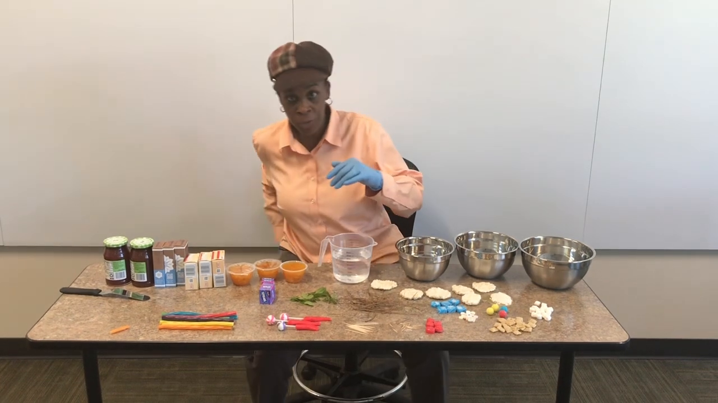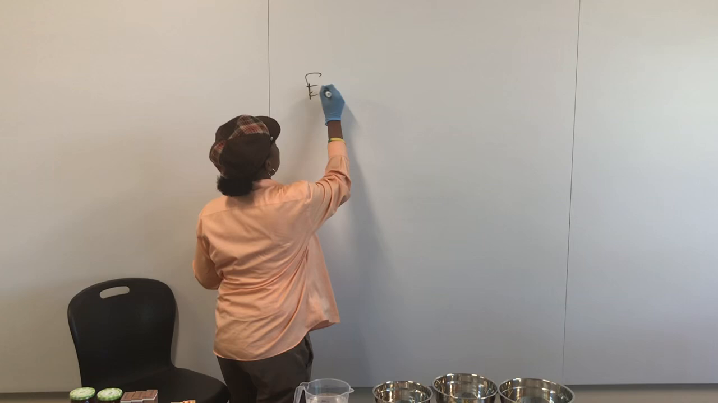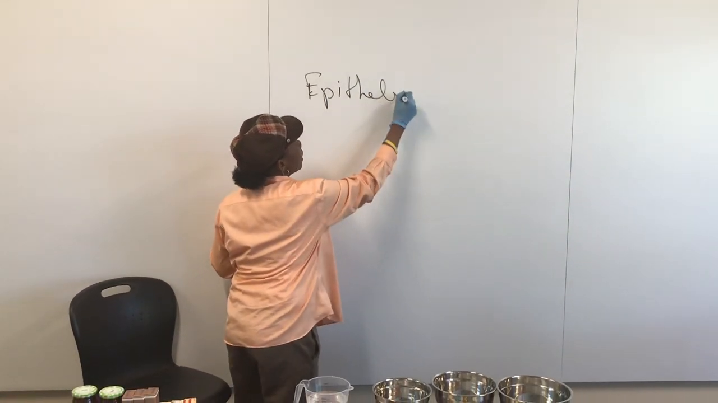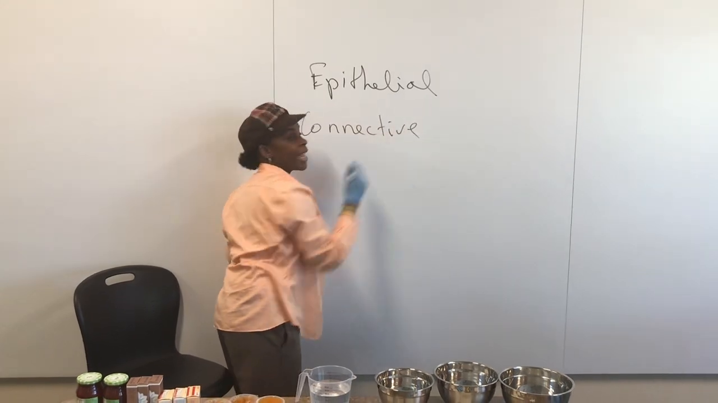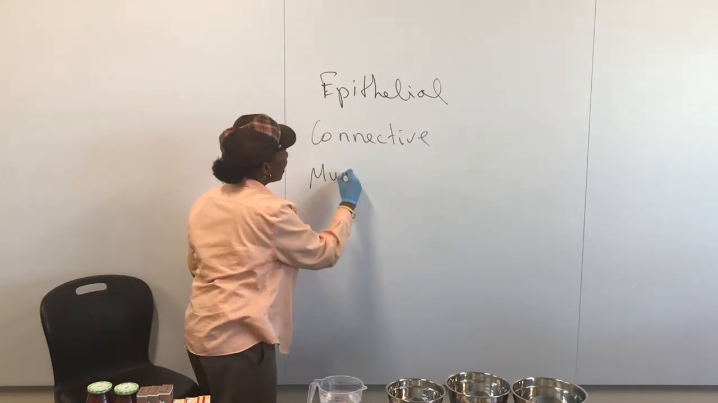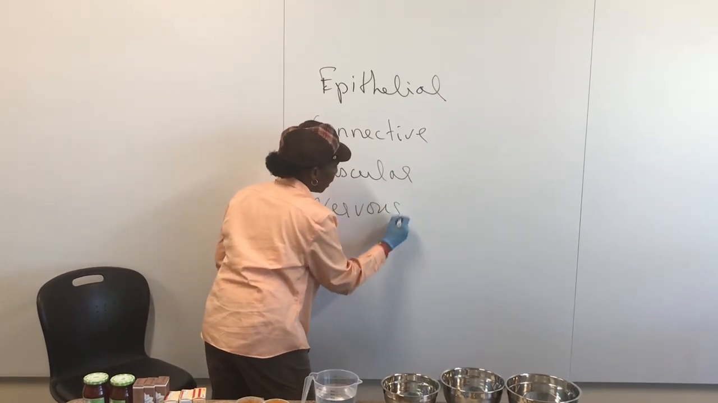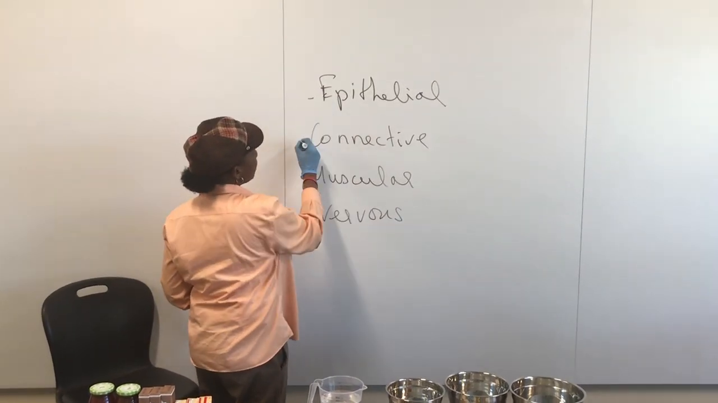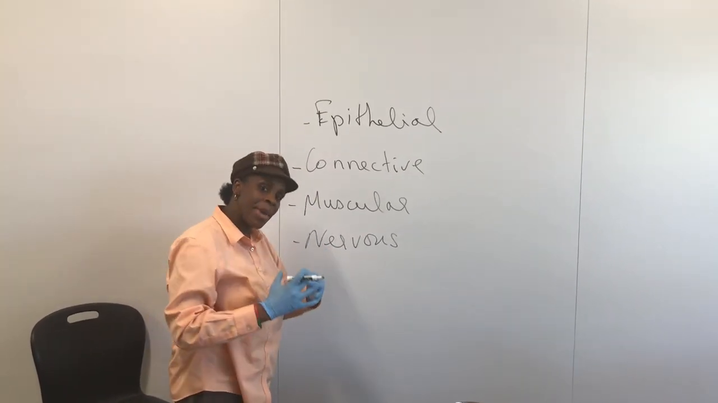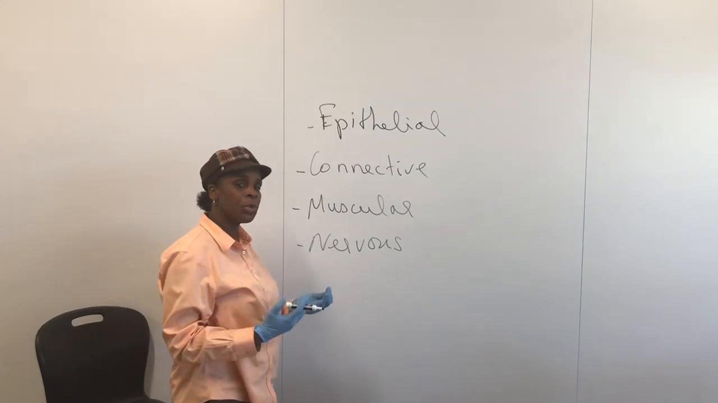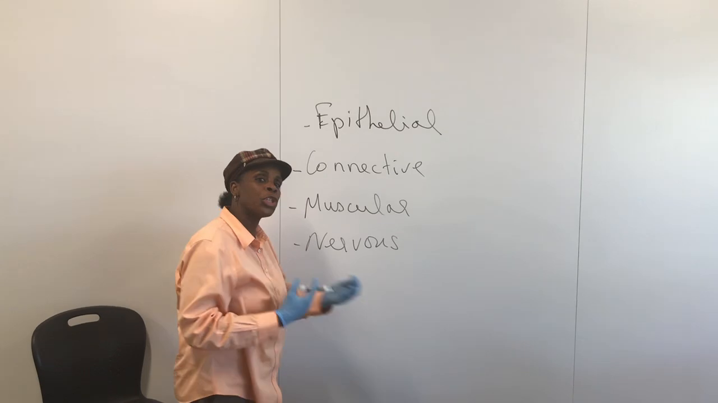There are 4 types of tissues. The 4 types of tissues are epithelial tissues, connective tissues, muscular tissues, and nervous tissues. Okay? Epithelial, connective, muscular, nervous are the different types of tissues that make up the human body. So a tissue is just many cells coming together to form something that work together.